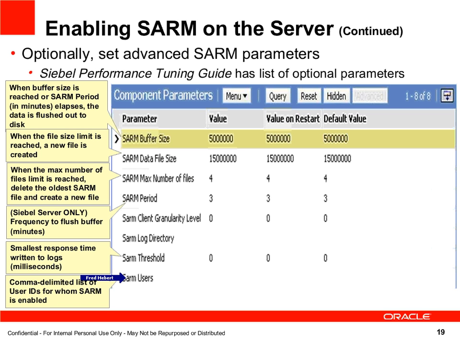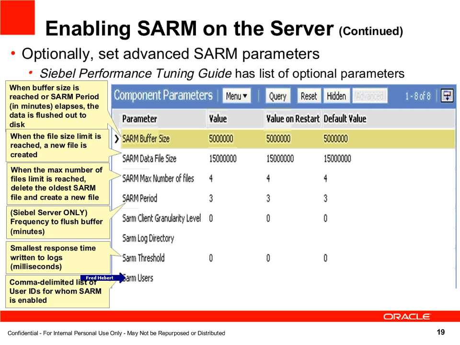Lastly, and this may be useful, SARM users allows us to capture a comma-delimited list of one or more user IDs for whom SARM is enabled. So in other words, I can say, you know what, I don't want to use this in production. I don't want to have this impacting all my users, but whenever admin logs in, I want you to enable SARM. And so we'll set the SARM granularity level to 2 for just admin.